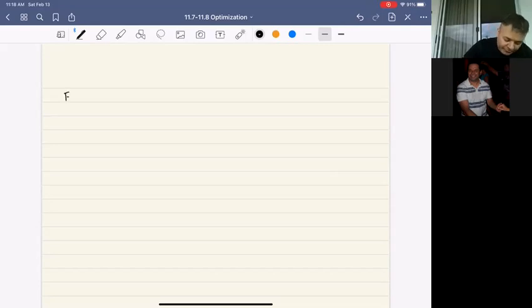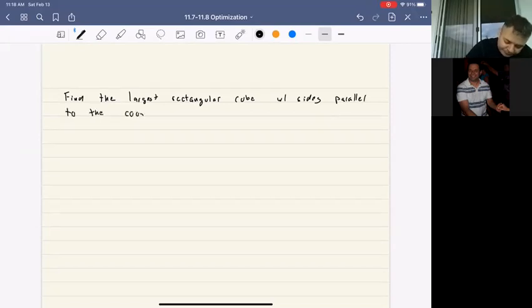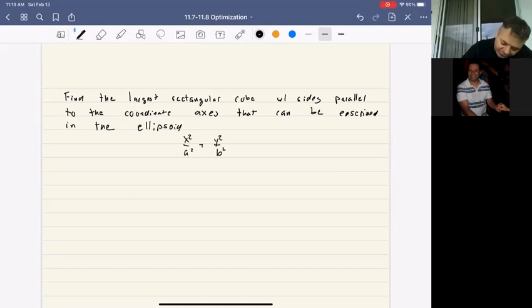Is we're going to find the largest rectangular cube with sides parallel to the coordinate axis that can be inscribed in the ellipsoid x squared over a squared plus y squared over b squared plus z squared over c squared equals 1.